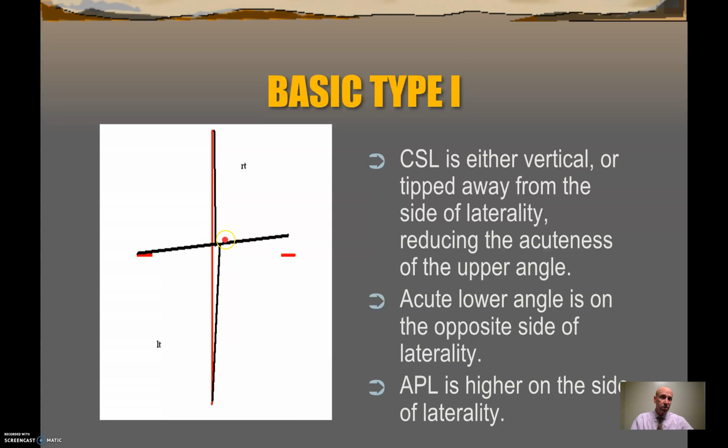But the central skull line can also tip away from the high side, and it can tip as much as it wants to still maintain an acute angle on that right upper quadrant. The acute lower angle is on the side opposite laterality, so we have a right upper laterality here, and we have a left lower angle here. So that makes for an acute angle on the left side. And the final characteristic for a basic type 1 is that the atlas plane line is always high on the side of laterality, which, when we did the factors for it, recognizing that would give it a positive value in the calculations.